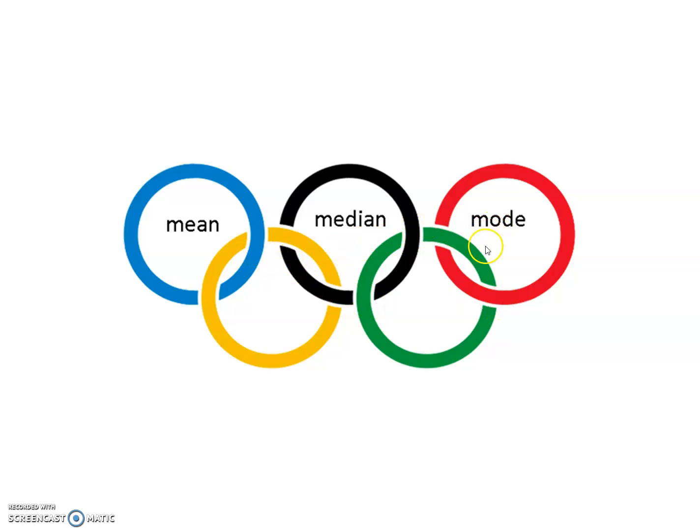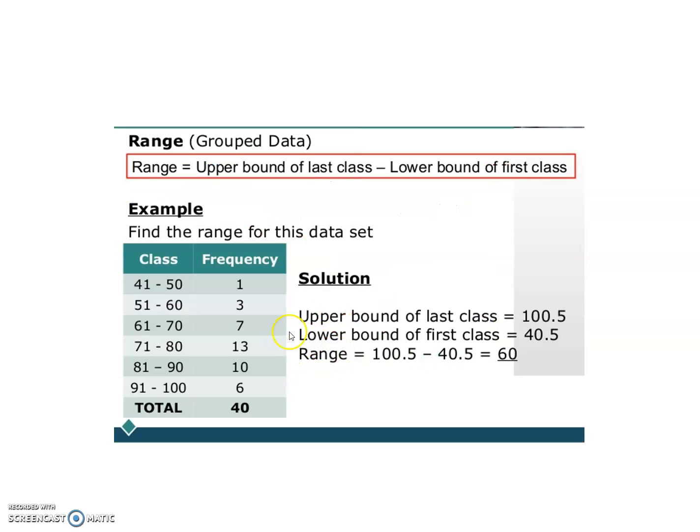Mean, median, mode is the combination we correlate with each other, the values of elements. Range, grouped data: the range is the upper bound of the last class minus the lower bound of the first class. Again the example, find the range of this data. 41 to 50, 51 to 60, 61 to 70, 71 to 80, 81 to 90, 91 to 100. Frequency 1, 3, 7, 13, 10, 6.